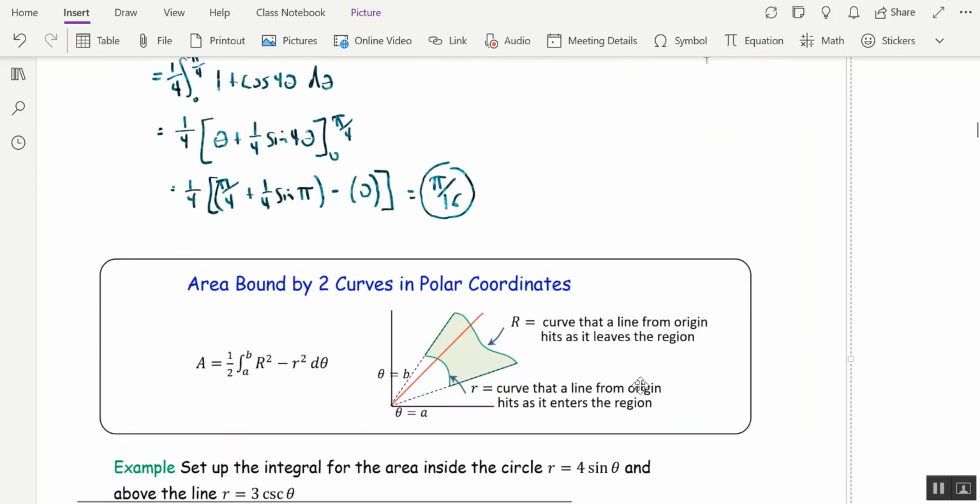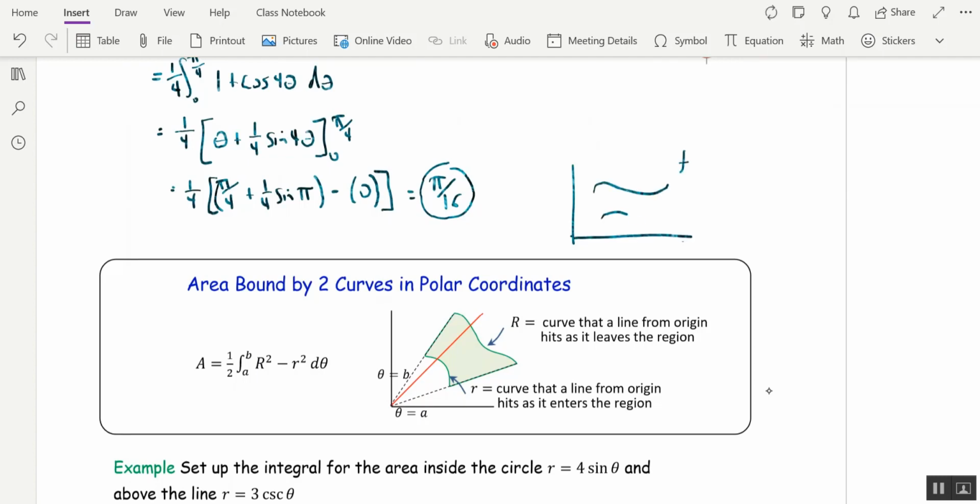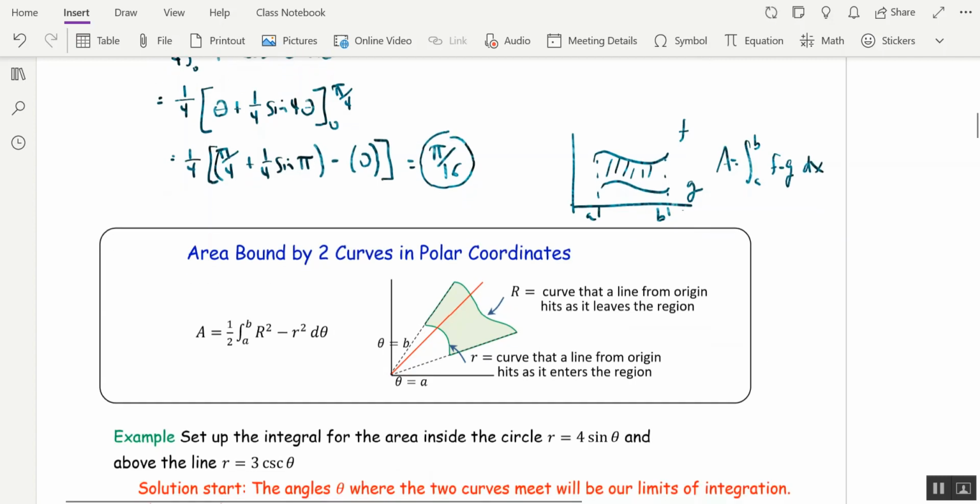Okay, just like in Cartesian coordinates, if we have two curves, an F and a G, and F is on top and G is below, and we want the area of the region bound by F and G between A and B, we can generalize the area formula in Cartesian coordinates to get A equals the integral from A to B of F minus G dx. Well, we can generalize the polar area formula too to get 1/2 integral from A to B of big R squared minus little r squared.